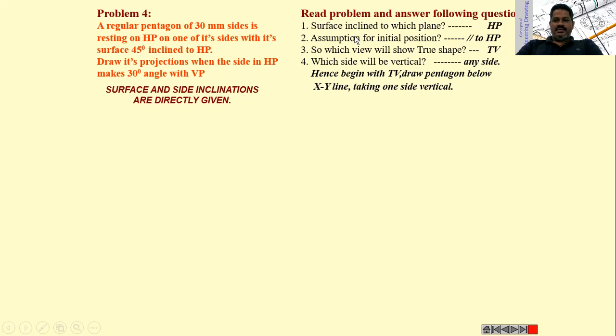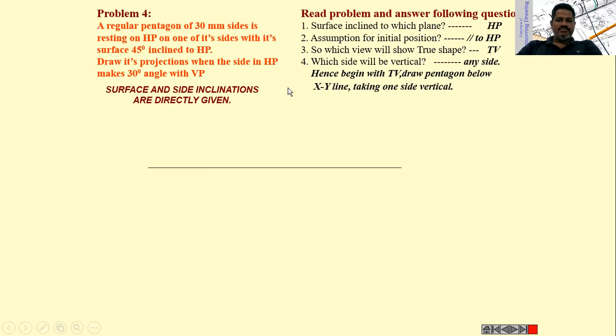Then these are the assumptions. I sort out the assumptions once again. Surface is inclined to the horizontal plane as I read just now. Then the initial position is that the surface is parallel to HP. That means we need to draw the top view first, assuming that the pentagon is parallel to the horizontal plane. Then draw the true shape, which is in the top view. Then this side will be perpendicular to the VP.